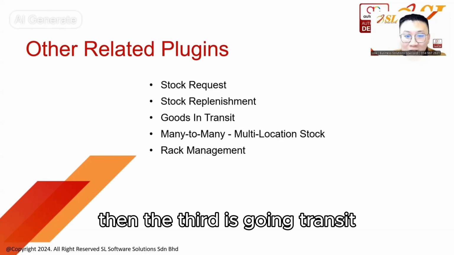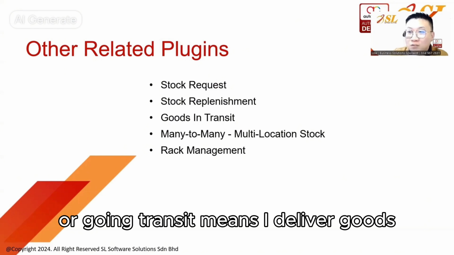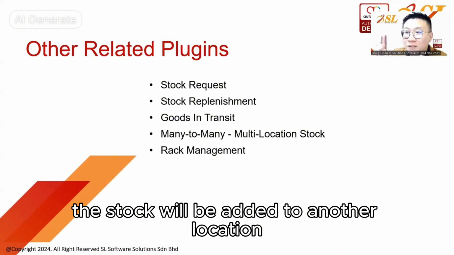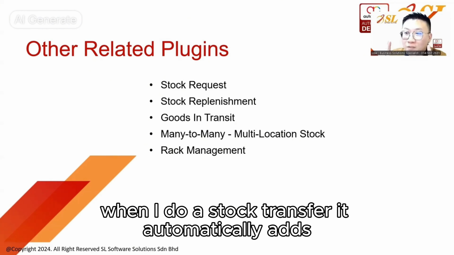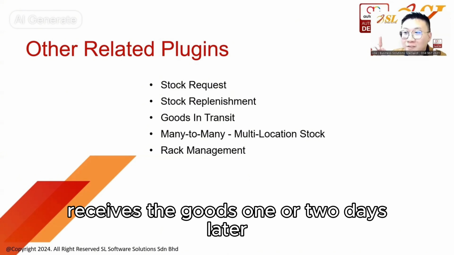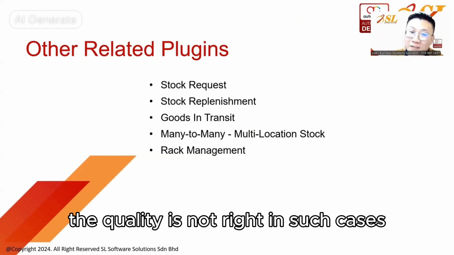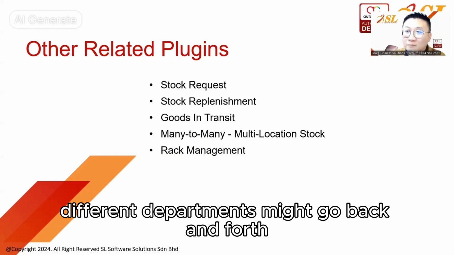Then the third is go in transit. Go in transit means I deliver goods because currently when we do a stock transfer, the stock will be added to another location from Ipoh to Penang. When I do a stock transfer, it automatically adds. Sometimes Penang receives the goods 1 or 2 days later, or when they receive the goods, the quality is not right. In such cases, different departments might go back and forth.